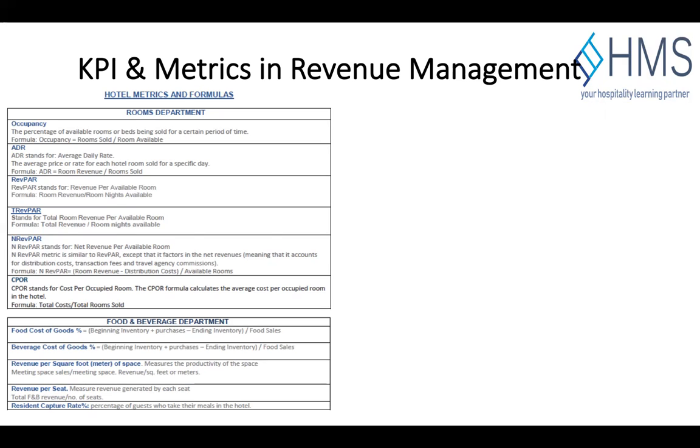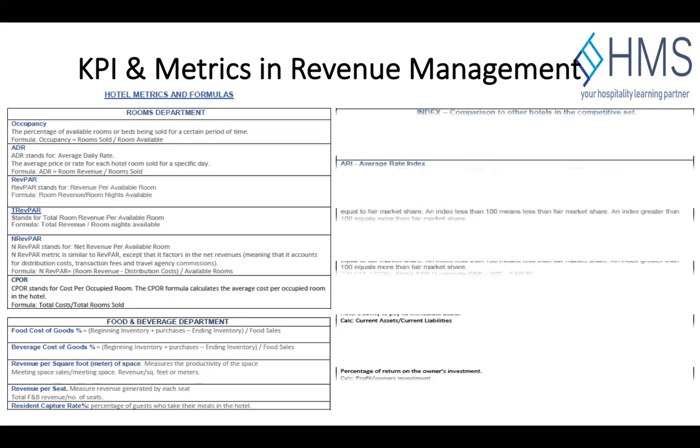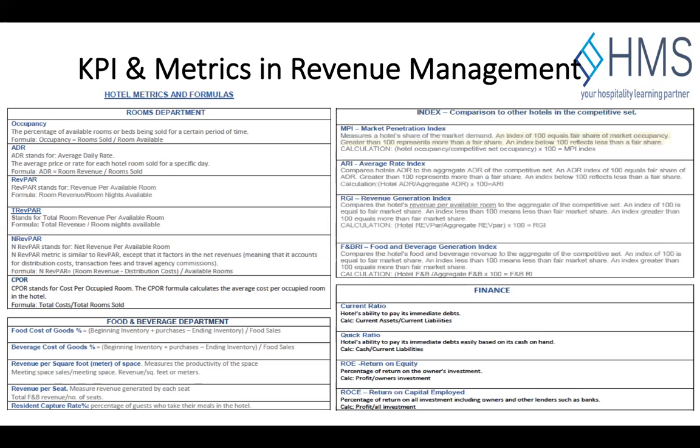So this is how we compute the costing. It's a very vital aspect of revenue management. Now there are indexes, as I was mentioning. The market penetration index, which measures a hotel's share of the market demand, an index of 100 equals fair share of market occupancy. Greater than 100 means more than a fair share, and less than 100 would be less than a fair share. So here again, competitive sets are considered in these indexes.